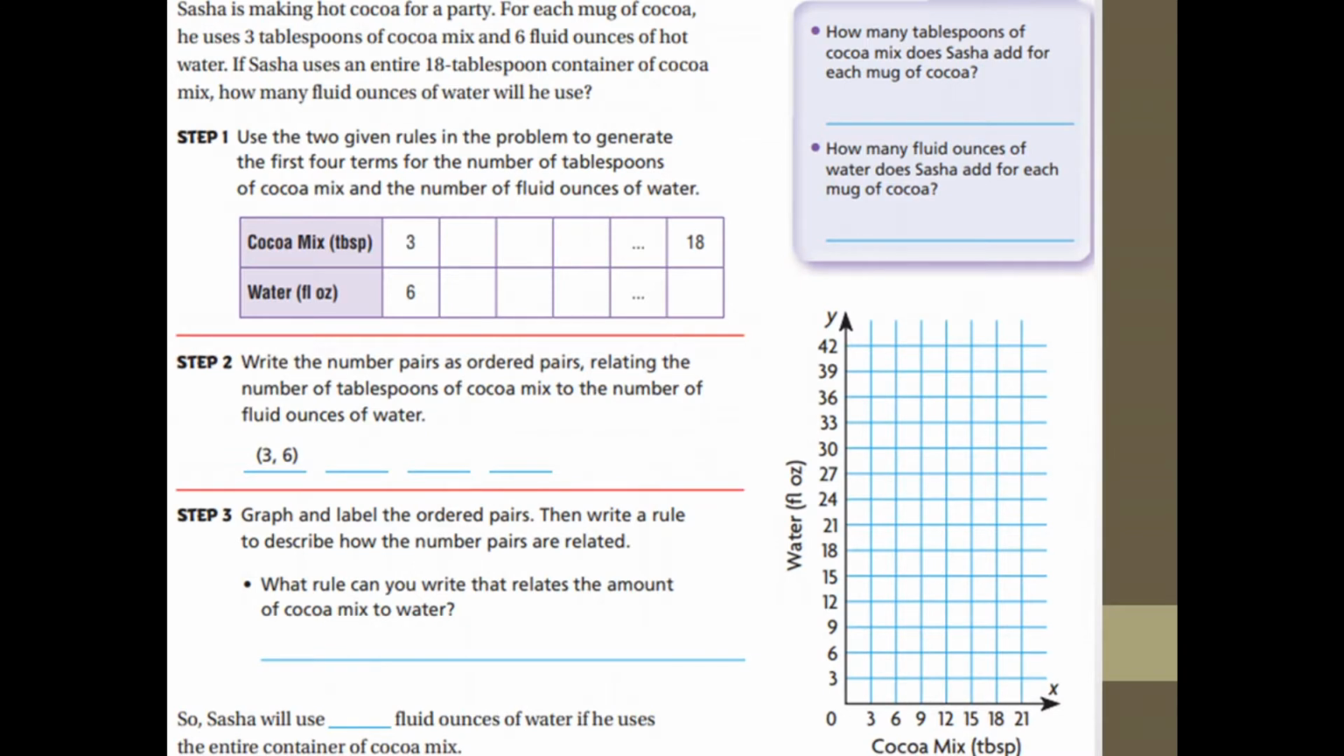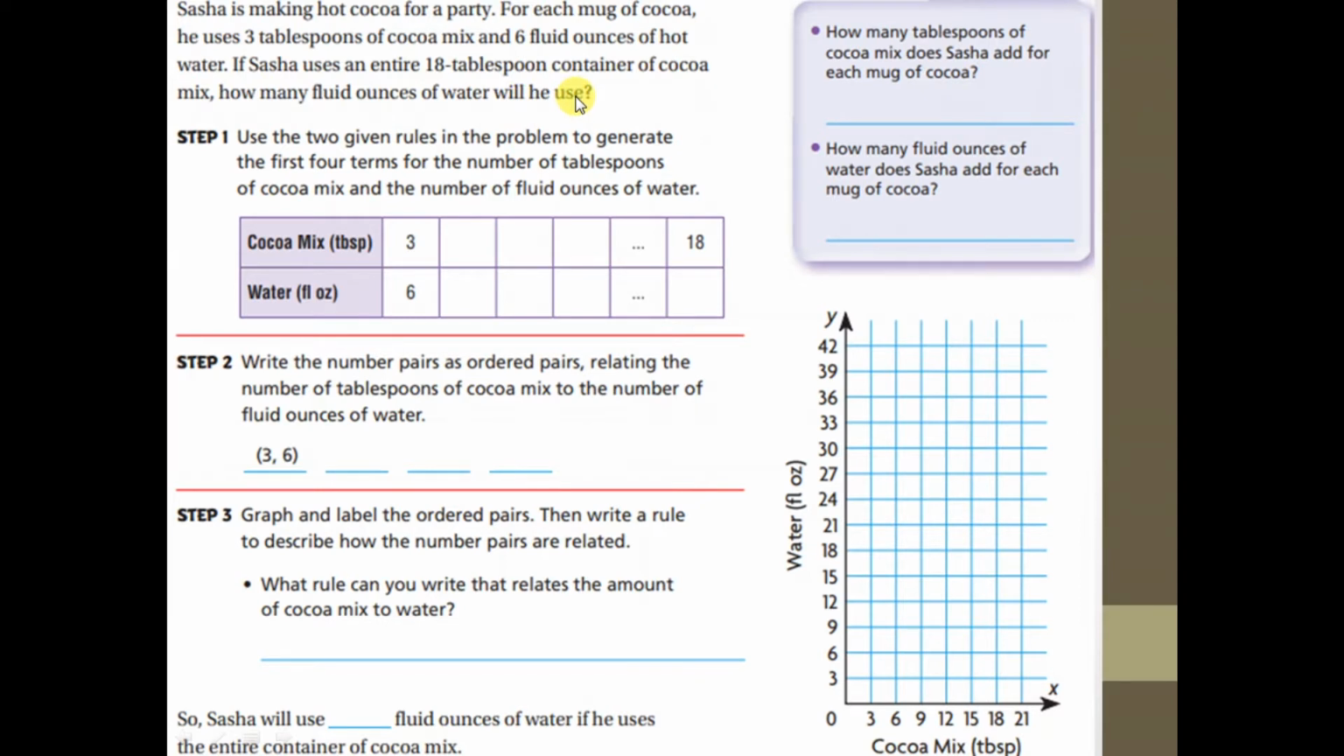Here is an example, and we will learn together how to find the coordinates, the ordered pair, and how to graph it in the coordinate grid. So let's read together. Sasha is making hot cocoa for a party. For each mug of cocoa, he used 3 tablespoons of cocoa mix and 6 fluid ounces of hot water. If Sasha uses an entire 18 tablespoons container of cocoa mix, how many fluid ounces of water will he use?